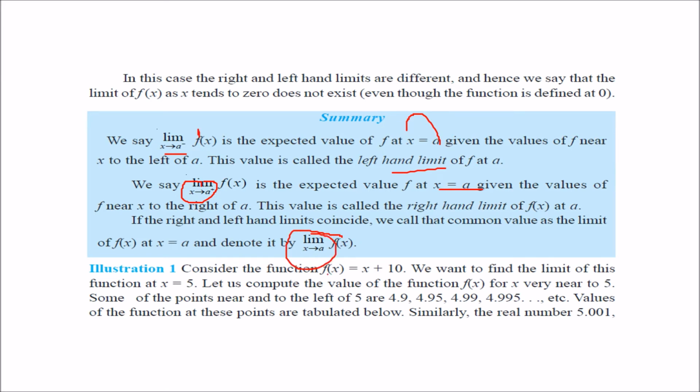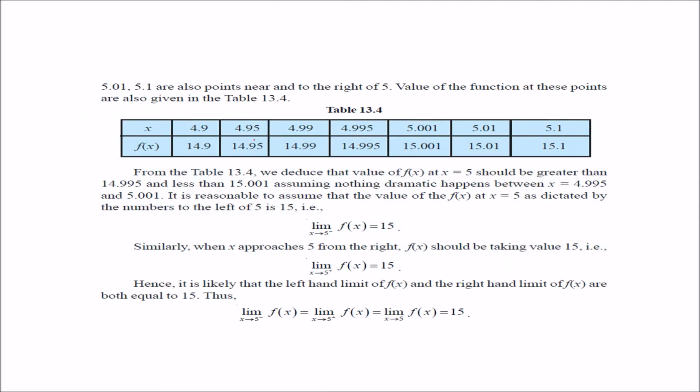We'll take certain examples. Illustration 1 is f(x) is equal to x plus 10, and we want to find the limit at x equal to 5. Let us take some values which are lower than 5 and some values higher than 5. The values higher than 5 are real numbers like 5.001, 5.01, and so on. Let us find out the value. We see that there is no dramatic change from this point to this point. There is a change, but not a dramatic one. So the value at values less than 5 will be lower than the value at values over 5.